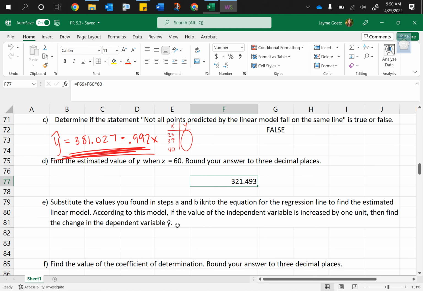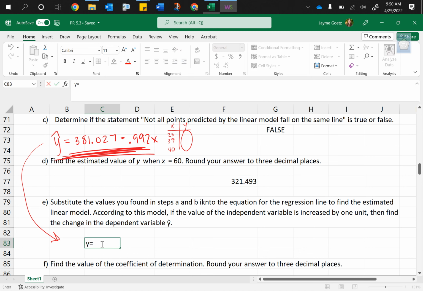On letter E, substitute the values you found in steps A and B into the equation for the regression line to find the estimated linear model. According to this model, if the value of the independent variable is increased by 1 unit, then find the change in the dependent variable. So what we did, we already found that equation. When they want the equation, that's what they're wanting. We already found that. Okay? So my equation here is going to be y hat equals 381.027 minus 0.992x. Okay, we already have that.